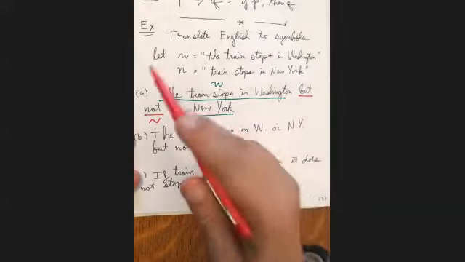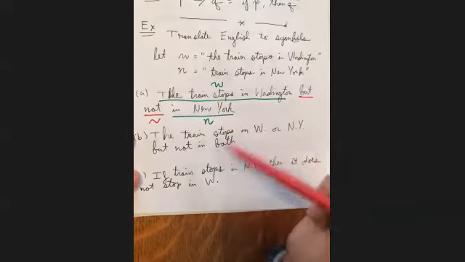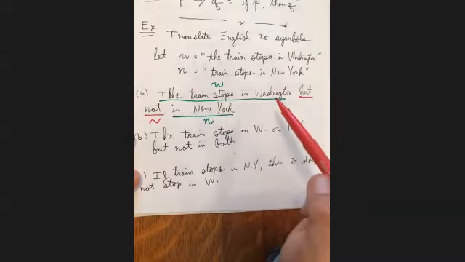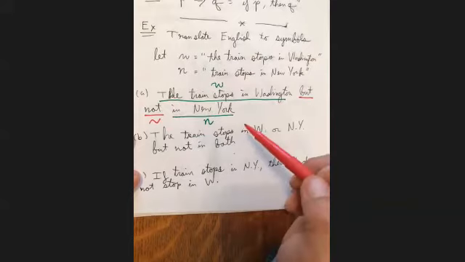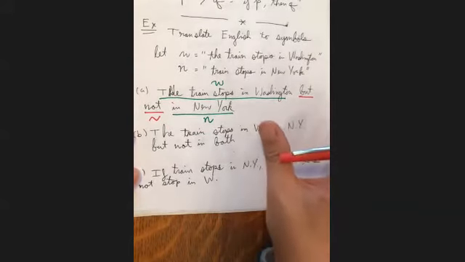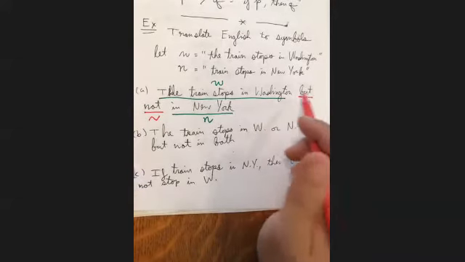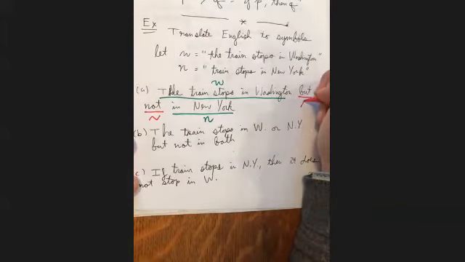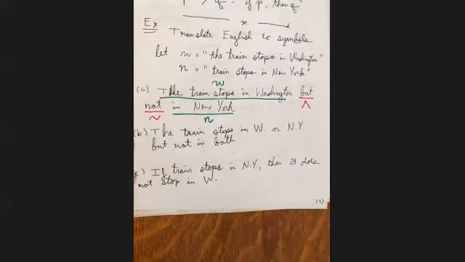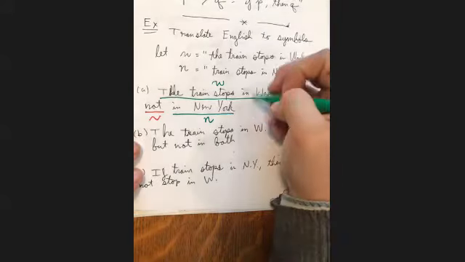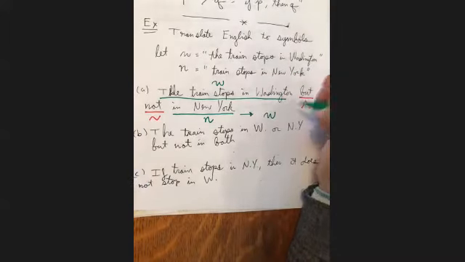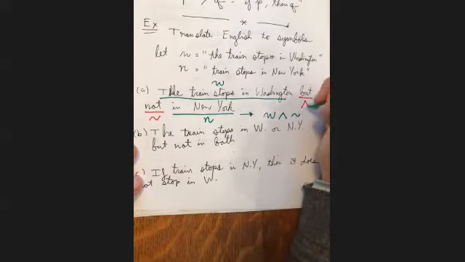Well, notice that this sentence would be fundamentally unchanged if instead of using a but, I use an and. The train stops in Washington and not in New York. So nothing has changed about that statement functionally. So when you see a but, oftentimes it's standing in place of an and. And an and is a conjunction, which you use the upward facing caret to denote. So if we put this all together, this whole thing will be equivalent to W and not N.